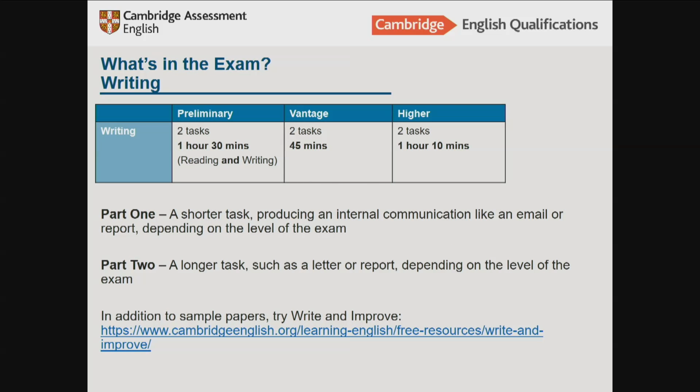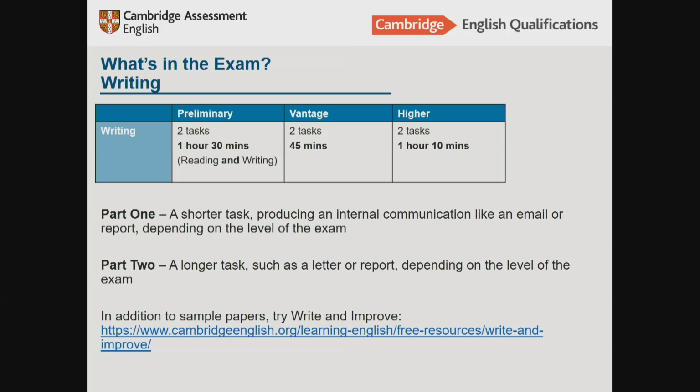So let's have a look at the writing exam. Again, I mentioned that writing forms part of the same paper as reading for the preliminary exam. For Vantage, it's about 45 minutes and there are 2 tasks for you to complete. And for the higher, there are 2 tasks again, but the exam is longer at 1 hour and 10 minutes.